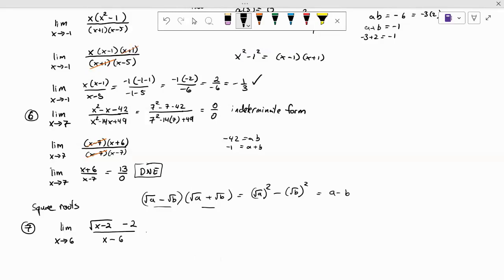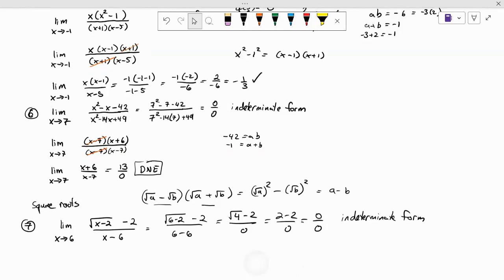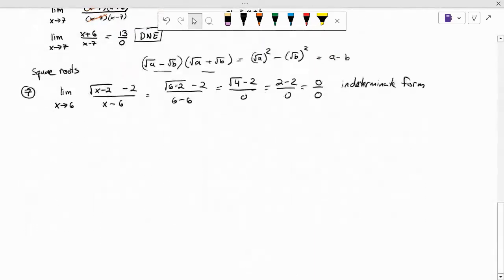Okay, so when you try evaluating correctly, do you get 0 over 0? Yes. Yeah. All right, so that's an indeterminate. And so we don't have a polynomial exactly, right? Instead we have a square root there.